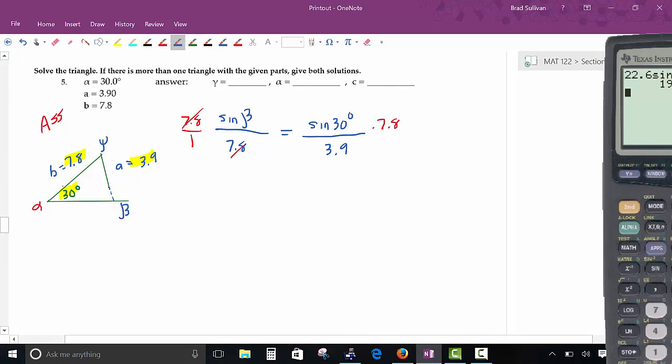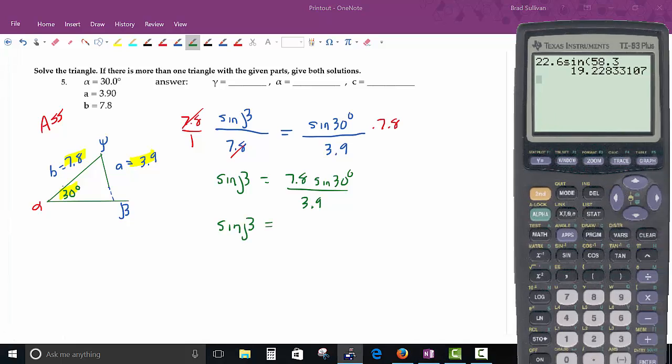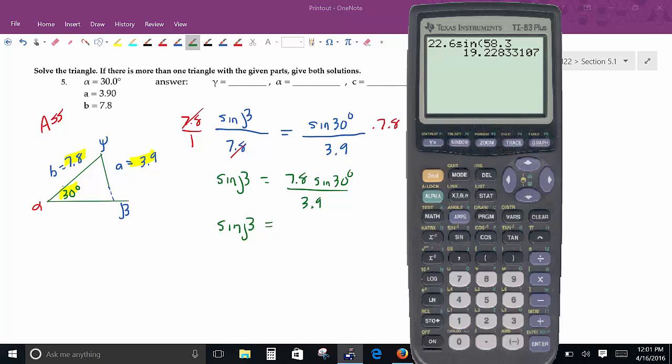Then I'll go to my calculator. So what I have is the sine of beta is equal to 7.8 times the sine of 30 degrees over 3.9. And remember, you're going to do the inverse sine, so you want to make sure that this value is between -1 and 1. So I'm going to do 7.8 times the sine of 30 and divide by 3.9, and that'll give me 1. Okay, so we're within the domain where we need to be.